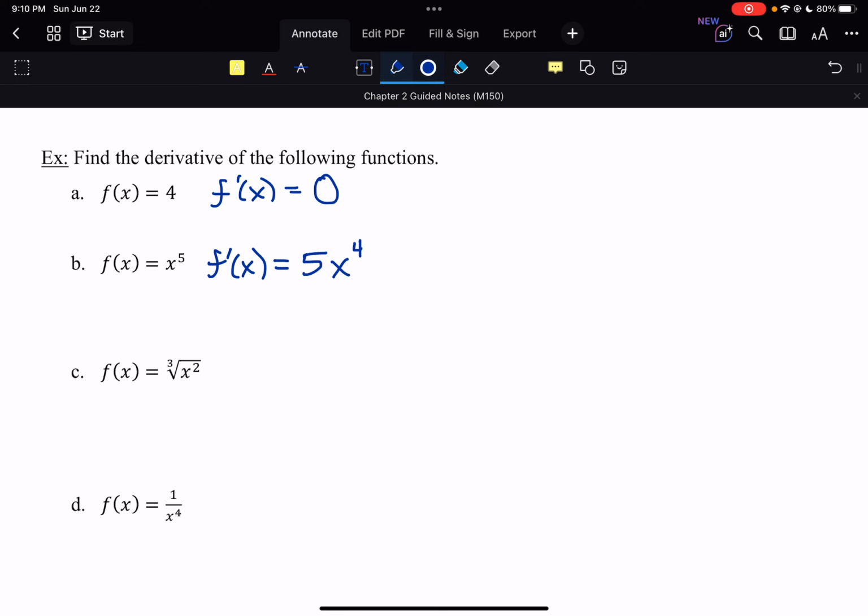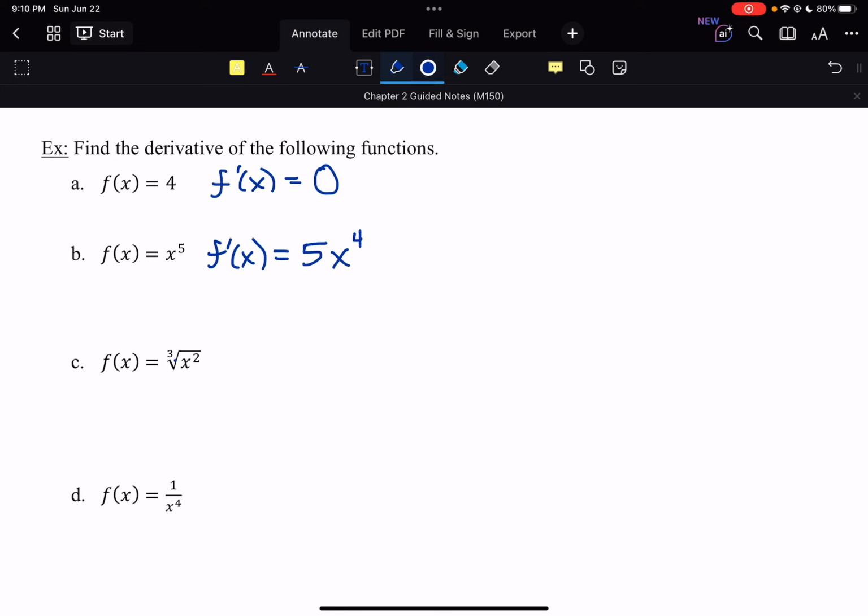For part C, we have a cubic root of x squared. Cube roots and radicals in general, they might look more intimidating, but they are just power functions. Remember, like a square root is the same thing as a 1/2 power. The cube root is the same thing as a 1/3 power. So this is actually the same thing as x to the 2/3.